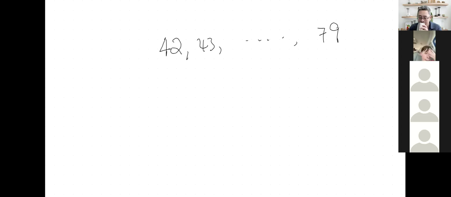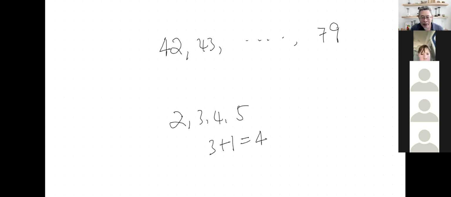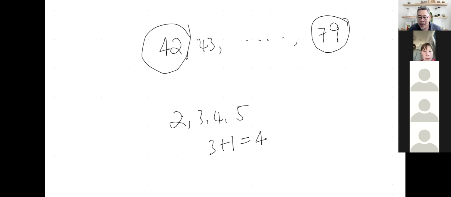Very good, Mason. Make sure, and if you are not quite sure, try something simple. Let's say 2, 3, 4, 5. So 5 minus 2 is 3, but we have 4 of those, so we had to add 1 to it. We get 4. So that's how we do it: the last one minus the first one, then we add 1 to it. Yeah, good job, Mia.